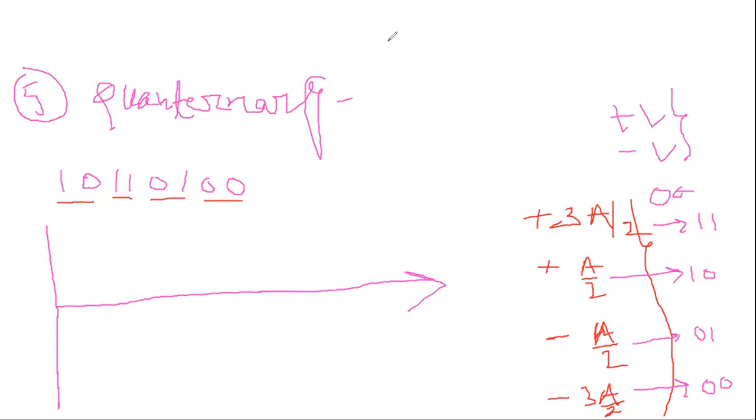So first you draw the scale. This is one level, this is second level, this is third level, this is fourth level. See clearly. This last level is -3A/2, this will be -A/2, this will be +A/2, this will be +3A/2.